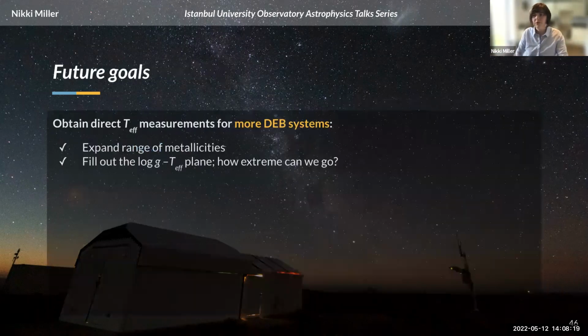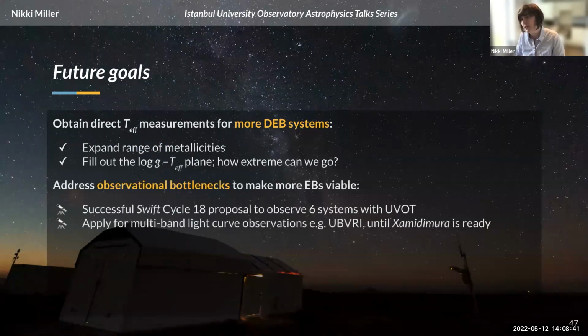So in the future, we want to look at more systems. We want to look at more systems with different metallicities. Everything we've looked at so far has been kind of solar. Fill out this log g, effective temperature plane. How extreme can we go? How hot can we go? How metal poor, how metal rich can we go? For example, can we measure giants, or are we just stuck with main sequence and subgiants?